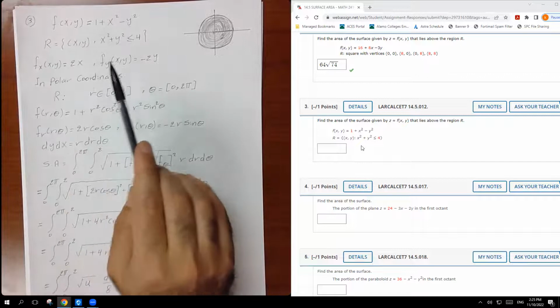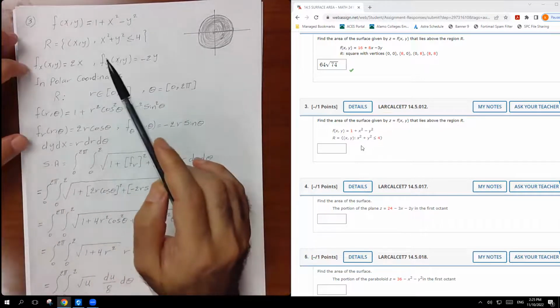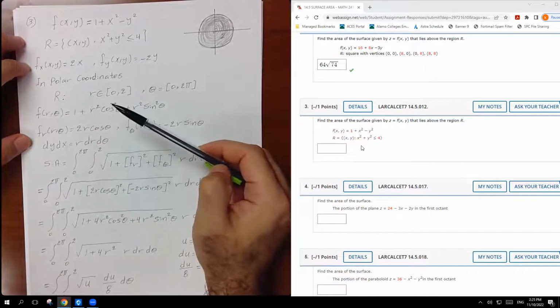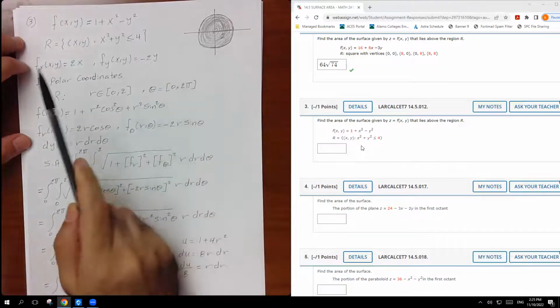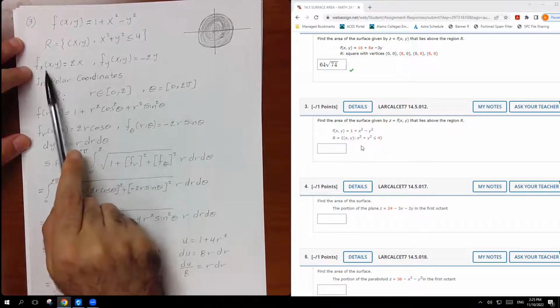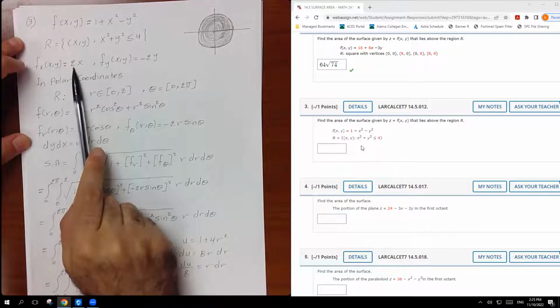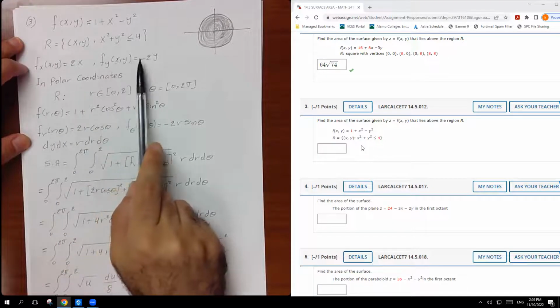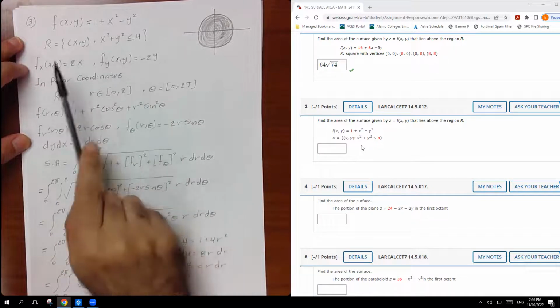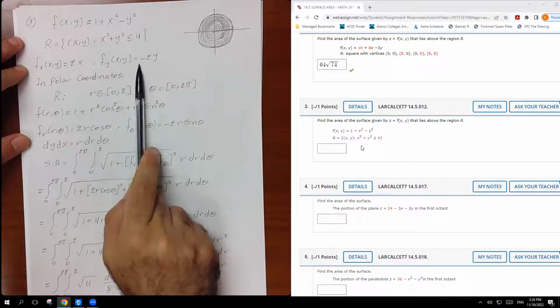So you have two options. We need to convert to polar coordinates. f sub x of x y is going to be 2x. f sub y of x y is going to be negative 2y. That is the derivative with respect to x and the derivative with respect to y.